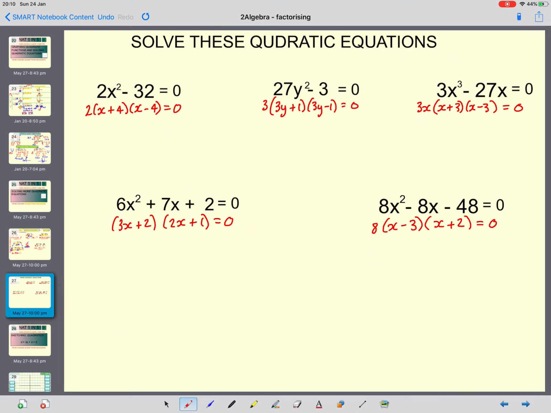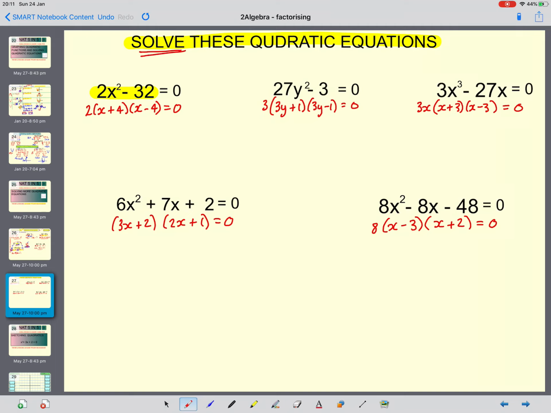So the next slide is pretty much the exact same on the left hand side. It says at the top, solve these quadratic equations. So you can see everything I'm highlighting. That 2x squared take away 32 was what we worked out, what we factorised on the previous slide. The only difference now is I have made them equal to 0, so we'll be required to solve them.